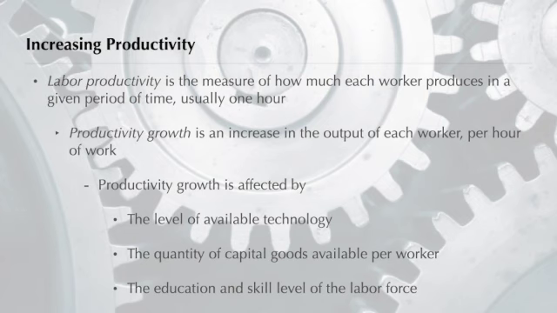When estimating and determining ways to increase a nation's capacity to produce goods and services, economists often focus on labor productivity. Labor productivity is a measure of how much each worker produces in a given period of time, usually 1 hour. Economists define productivity growth as an increase in the output of each worker per hour of work. The factors that have a significant impact on productivity growth are level of available technology, quantity of capital goods available per worker, and education and skill level of the labor force.